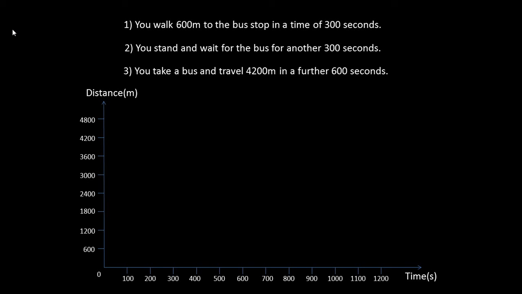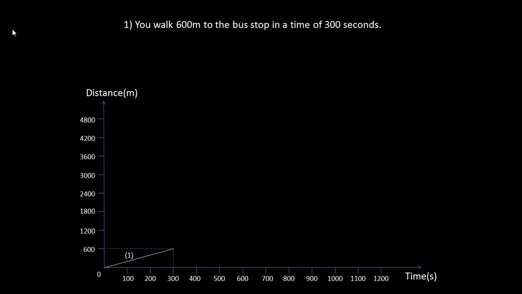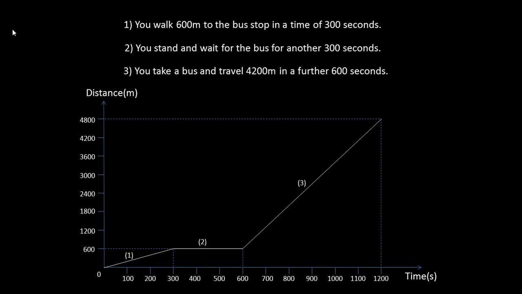Okay, let's start plotting some data. The first section, first part of our journey in the morning, we travel 600 metres in 300 seconds. And that's represented on the graph in section 1. The second part of the journey, we stand and wait for the bus for another 300 seconds. So we're still only 600 metres away from home, and in total 600 seconds have passed since we first started out. That's section 2.